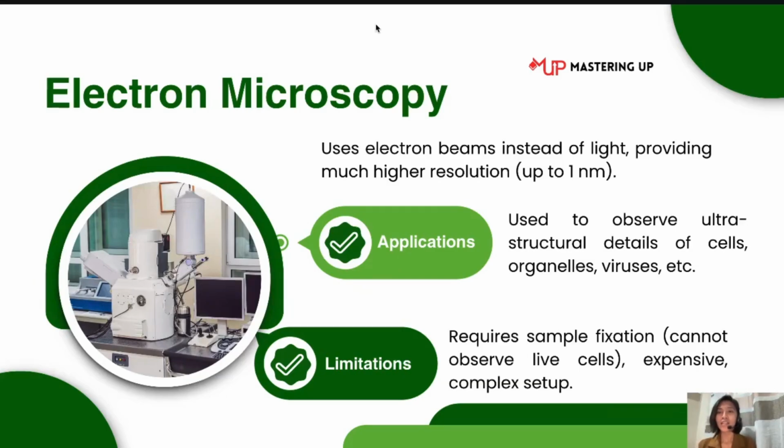Now let's move on to electron microscopes. These microscopes are incredibly powerful. Instead of using light, they use electrons, which are tiny particles that have much more energy than light. Because electrons have a much shorter wavelength, electron microscopes can see objects that are much smaller than what light microscopes can see, even at the level of individual molecules. With electron microscopes, scientists can look at tiny details inside cells that you can't see with a light microscope.